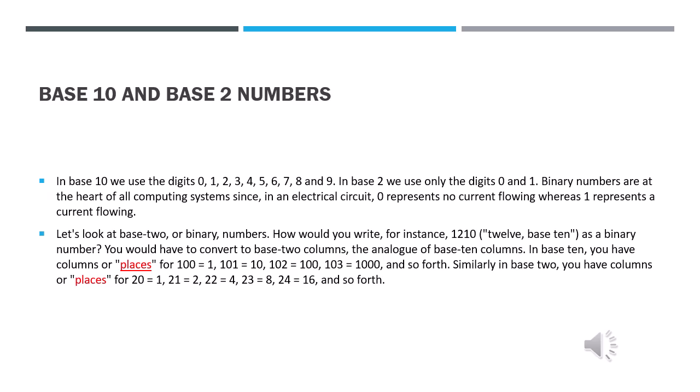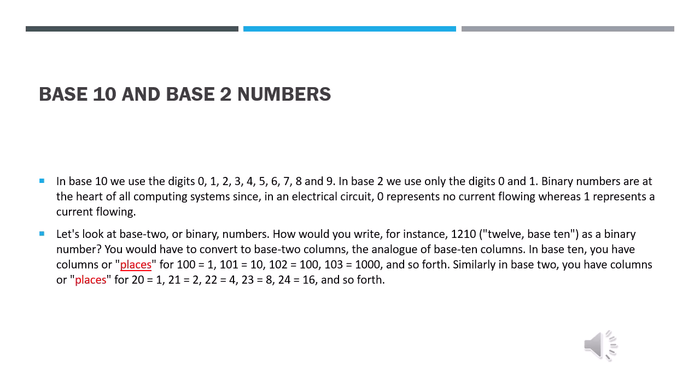We have already learned that base 10 numbers are the decimal numbers and base 2 numbers are called binary numbers. In base 10, we use the digits 0, 1, 2, 3, 4, 5, 6, 7, 8, and 9. In base 2, we use only the digits 0 and 1. Binary numbers are at the heart of all computing systems since it is an electrical circuit. 0 represents no current flowing, whereas 1 represents a current flowing.